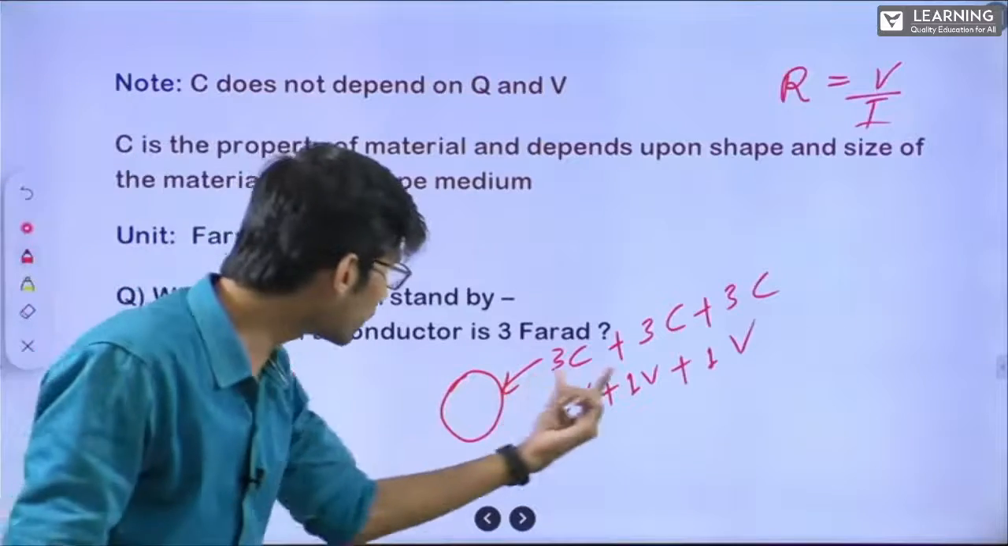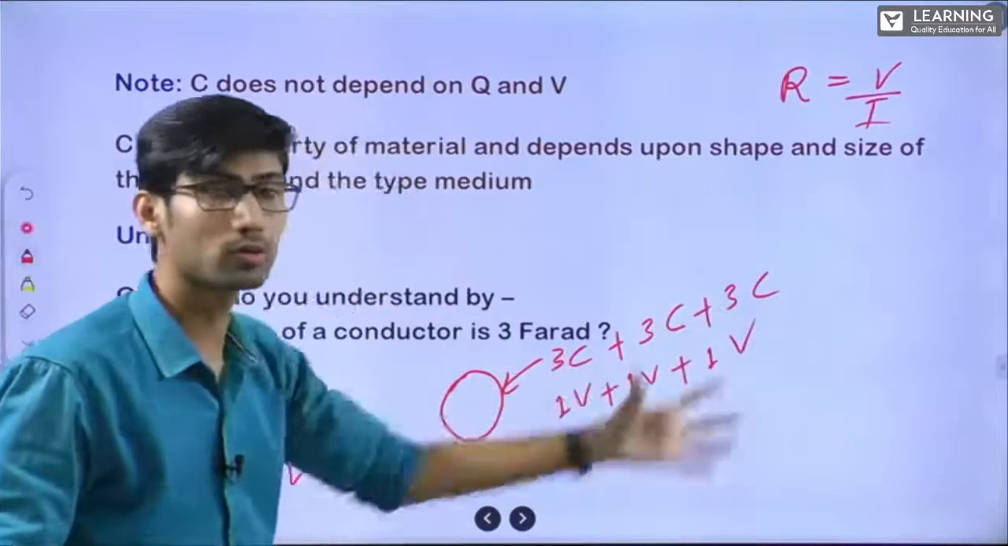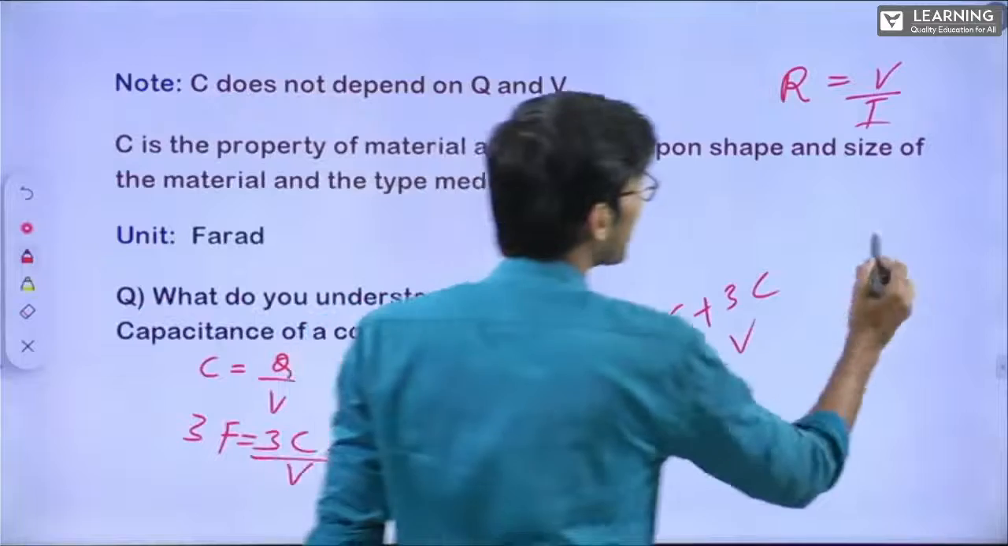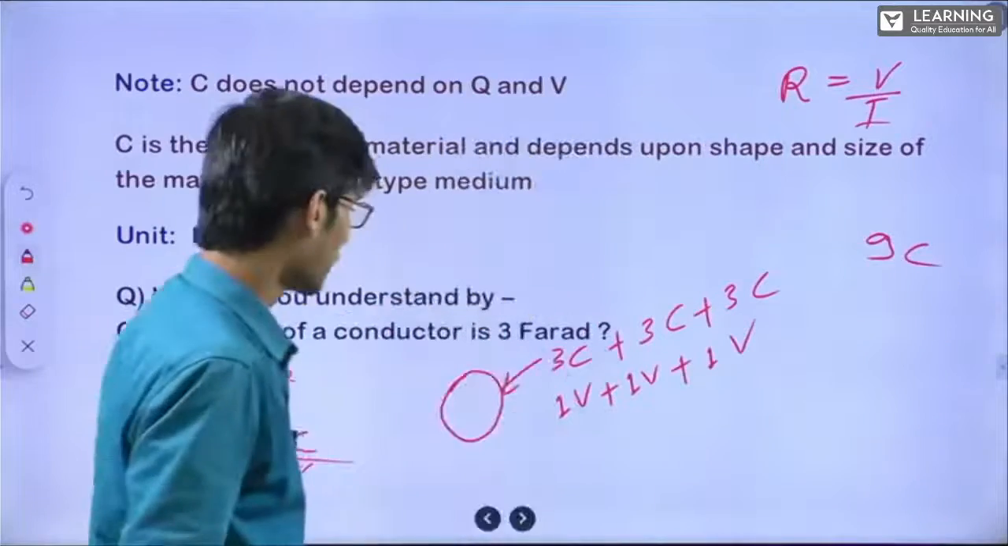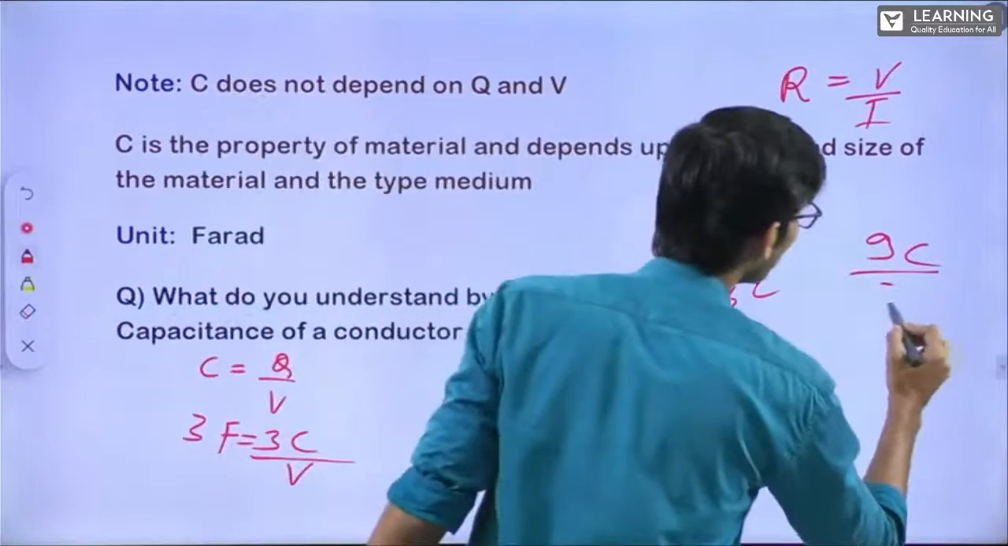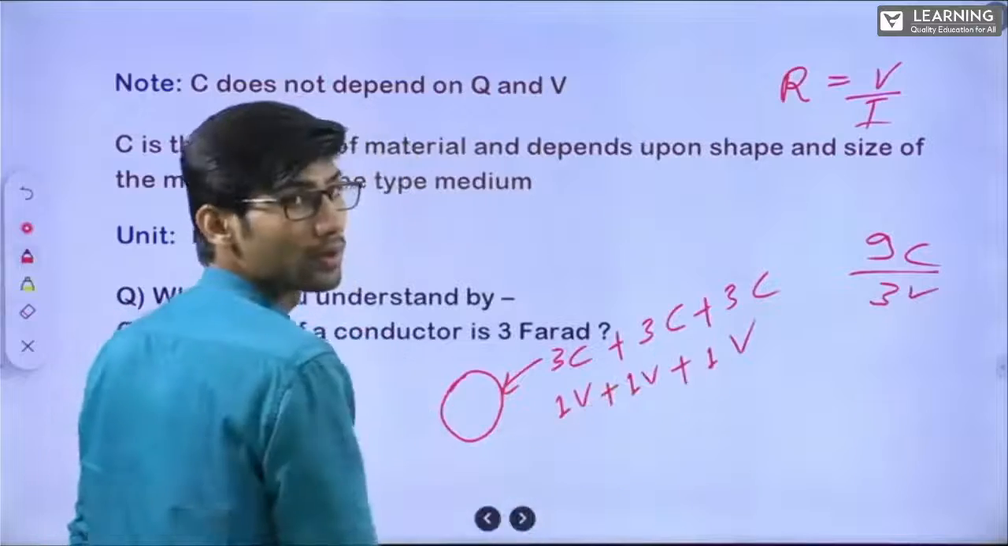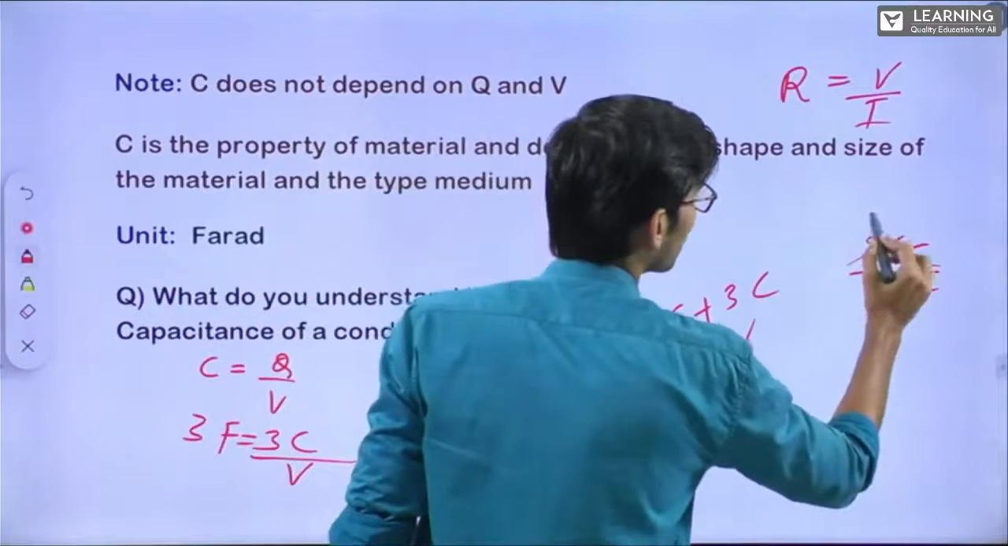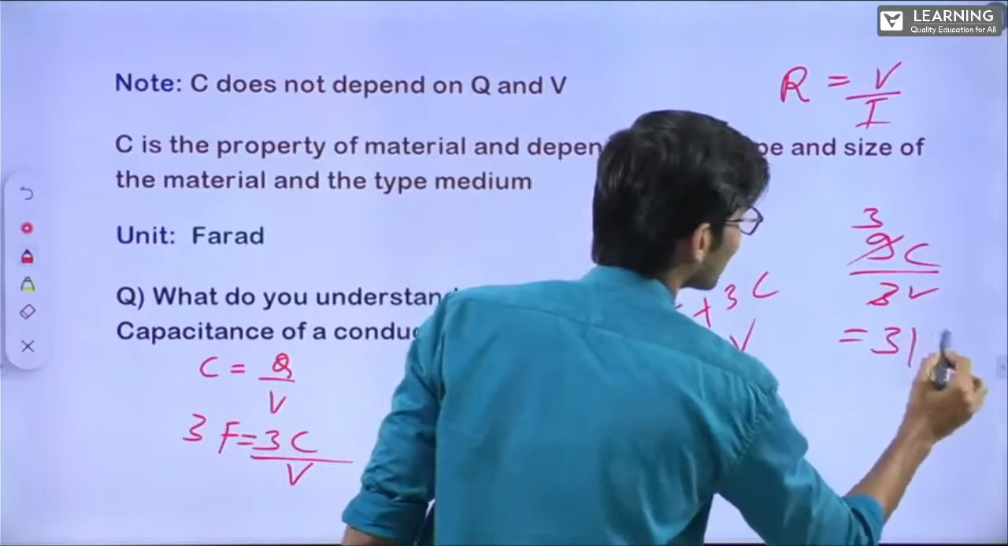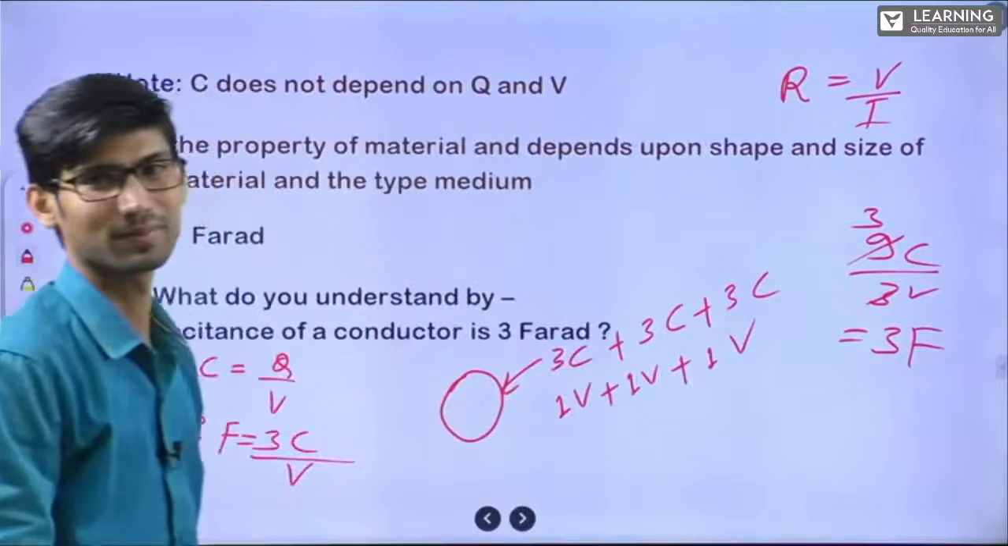Okay. Now if you see, I have given it 3 coulomb, 3 times. Total charge this conductor is having is 9 coulomb. Total potential this is having is 3 volt, 1 plus 1 plus 1. Still the capacitance is 3 farad only. Capacitance is always constant. Clear?